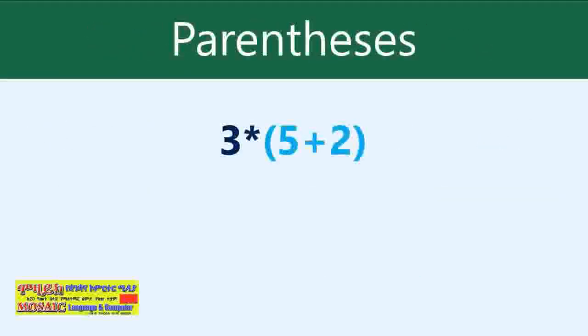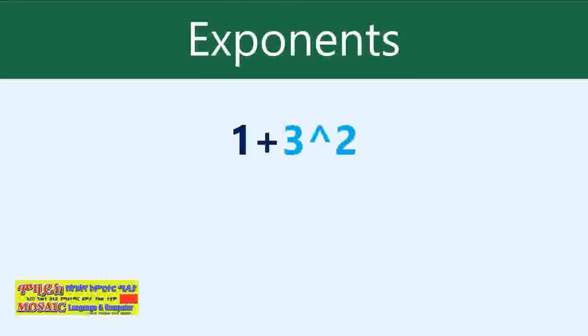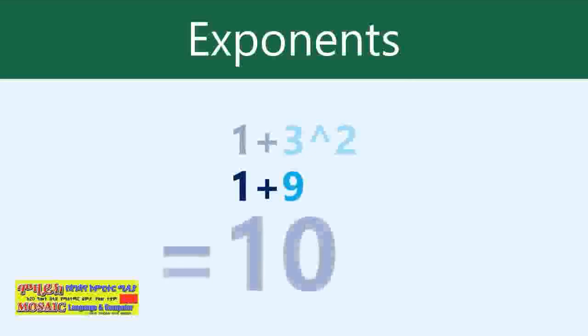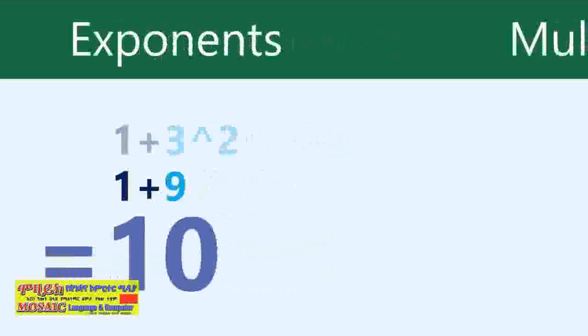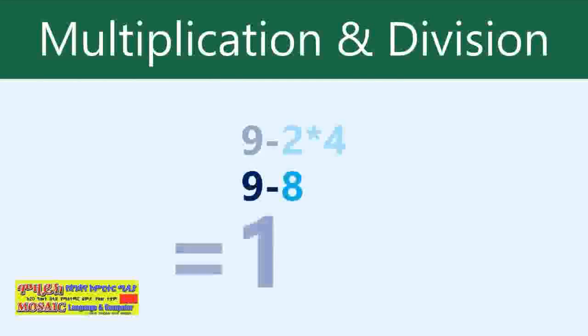In this formula, 5 plus 2 is in parentheses. So we'll calculate that first to get 7. And then we can just multiply 3 times 7 to get 21. This formula contains an exponent, 3 to the power of 2. We'll need to calculate that first before doing the addition. If you have multiplication or division, that'll come next. Here we multiply 2 times 4 to get 8, and 9 minus 8 equals 1.